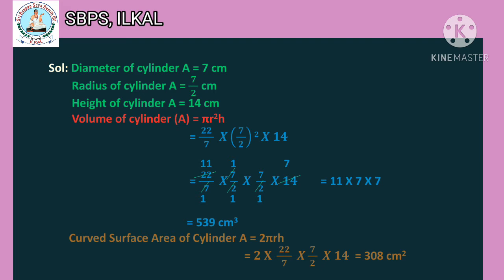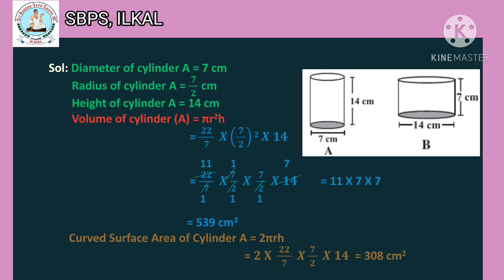Solution, diameter of cylinder A is equal to 7 cm. Then radius of cylinder will be equal to D by 2, which is equal to 7 by 2 cm. Height of cylinder A is equal to 14 cm they gave. Then volume of cylinder A is equal to pi r square h. Volume of cylinder formula is pi r square h. Let us substitute the values children. Pi is equal to 22 by 7 into r is equal to 7 by 2.